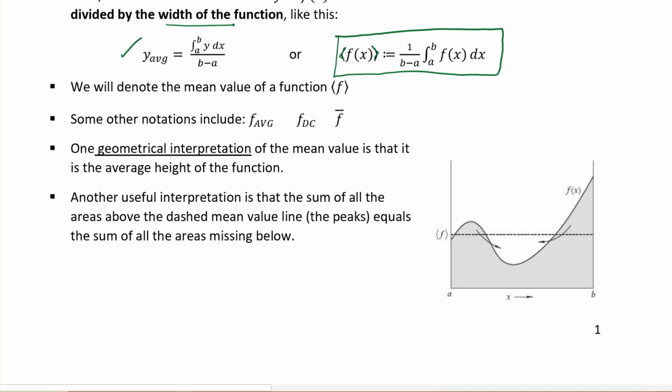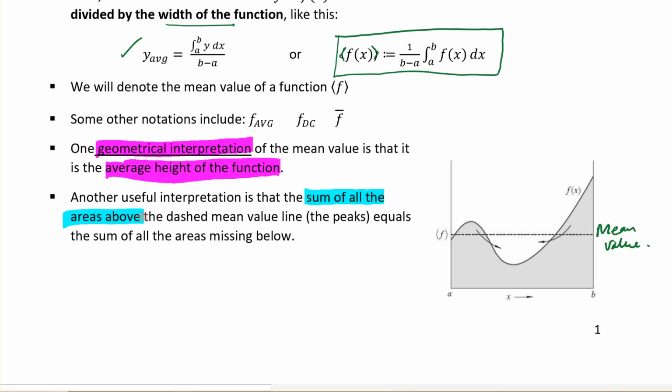If we talk about the geometric interpretation, what does this mean value indicate? It indicates the average height of the function. Another useful interpretation is this: if we look at this diagram, this is our mean value of the function, and there is one property that the sum of all the areas above the dashed mean value line equals the sum of all the areas missing below.